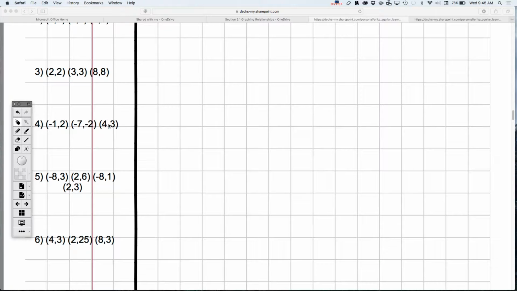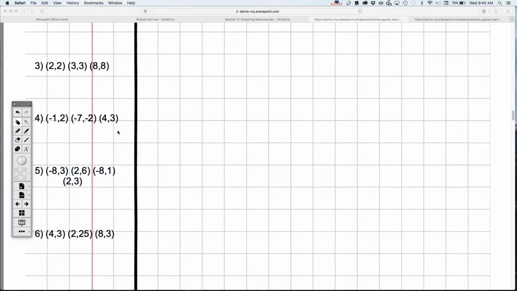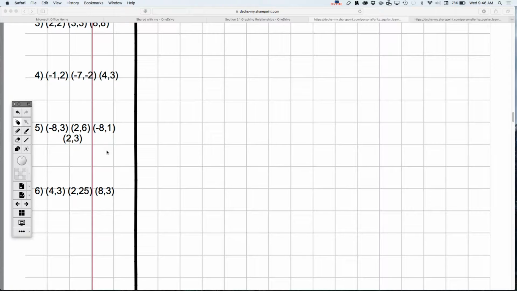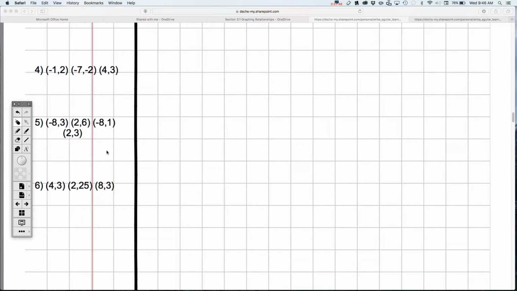Okay. What did we get for 4? Function or not a function? Okay, I agree. What did we get for 5? Function or not a function? Not a function. Good, I agree. 6? Function.